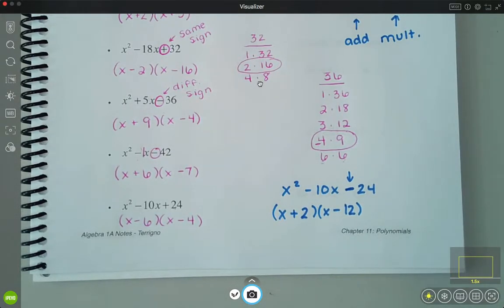Okay, so your homework is in your packet. It is the next page, the factoring trinomials page. I do want you to do the whole thing, and we will go over this tomorrow.